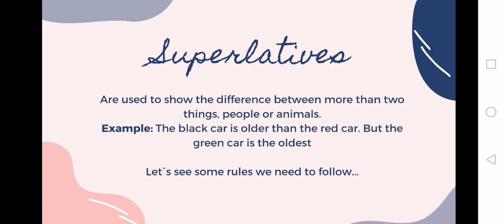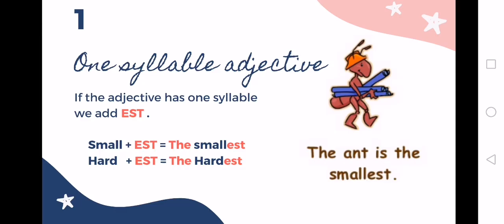Superlatives are used to show the difference between more than two things, people or animals. So if we're talking about 3, 4, 5, or all around the world, we use the superlative. Let's look at this example. The black car is older than the red car, but the green car is the oldest. So we are comparing the green car with the black and the red. Okay, let's see some rules we need to follow when talking about superlatives.